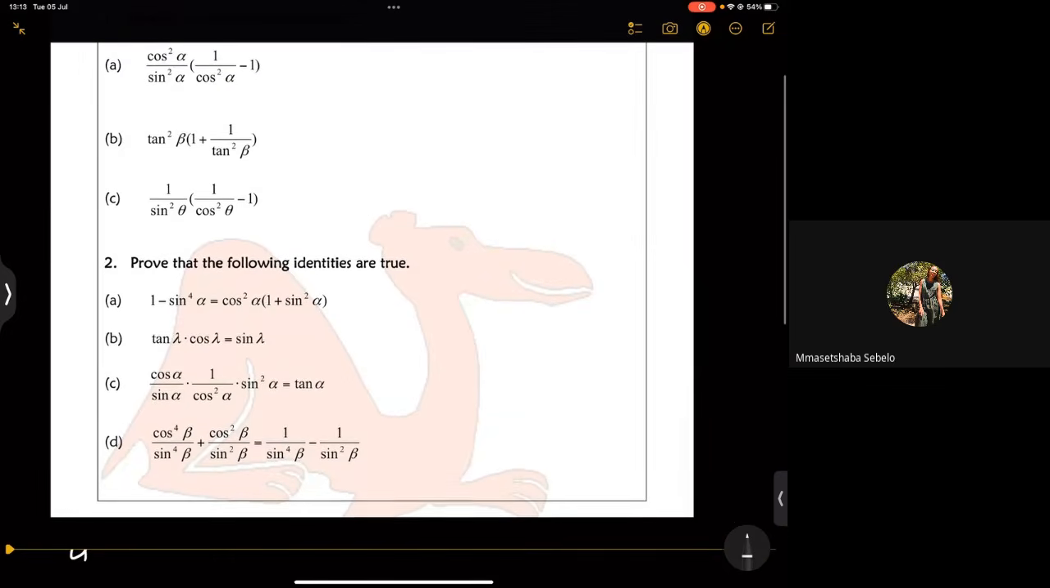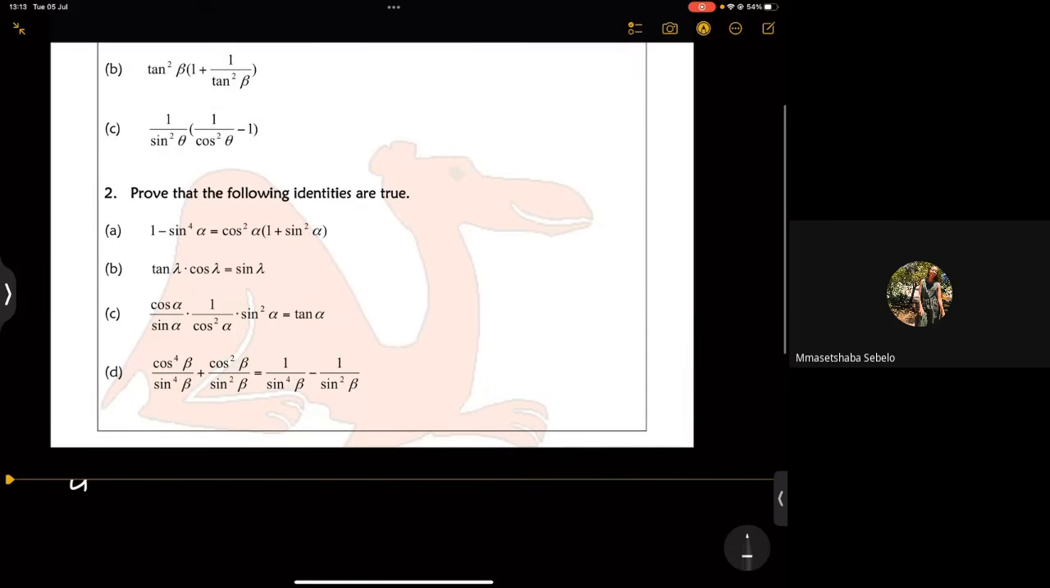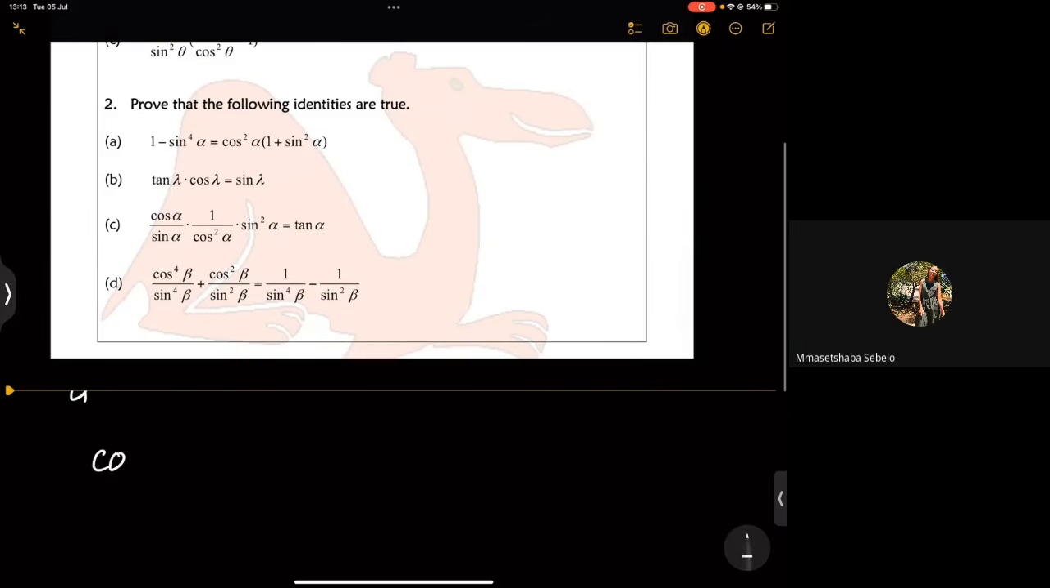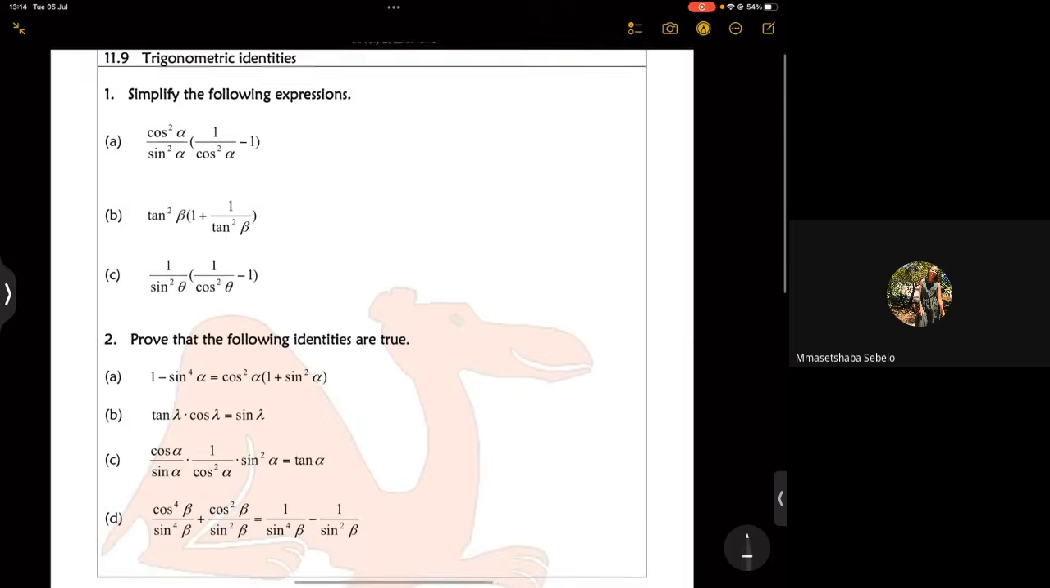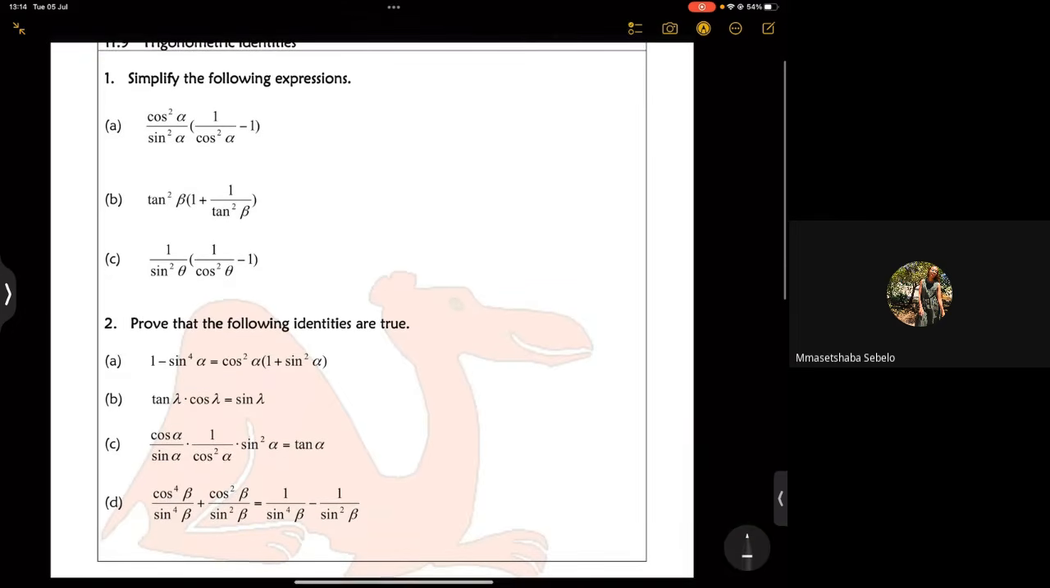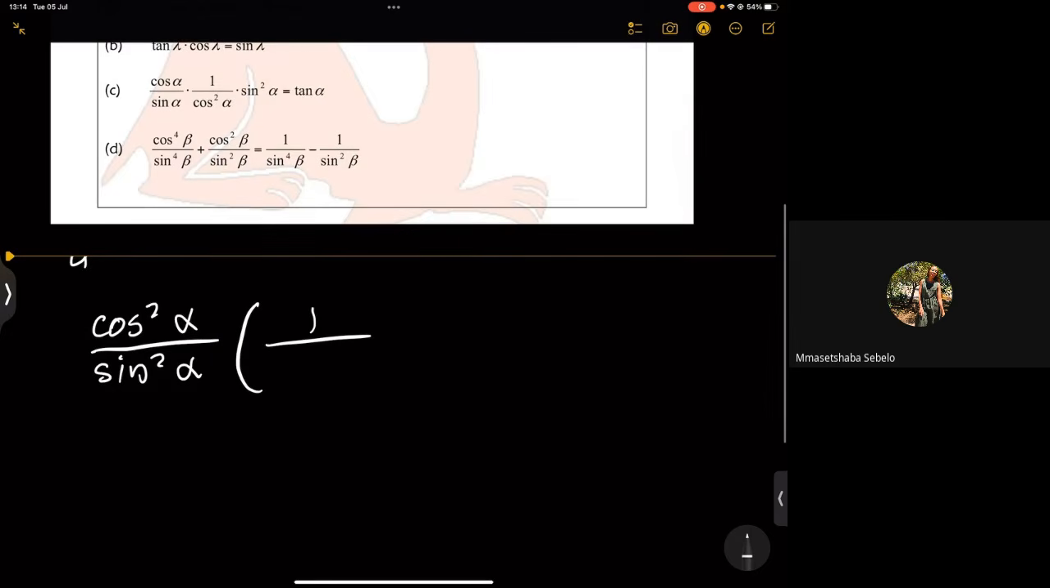On the first question, we've got cos squared of alpha over sine squared of alpha, into 1 over cos squared of alpha minus 1. I'm going to write it down at the bottom there. What we said, first of all, whenever we are trying to simplify expressions, we're going to try and resolve everything into sine and cos. I see on this one, we already have everything in terms of sine and cos.